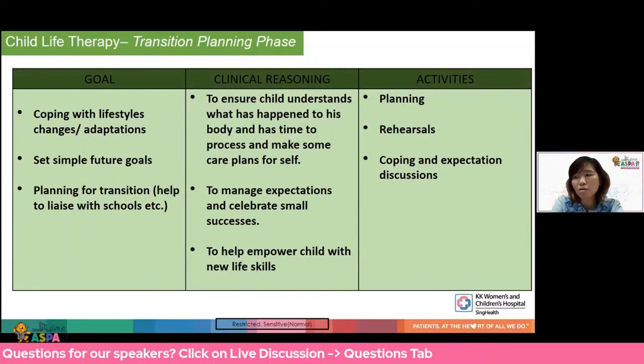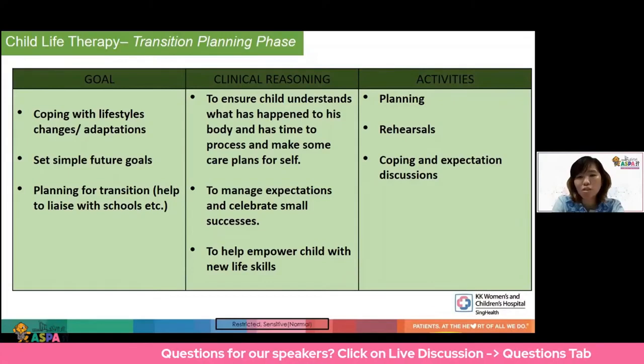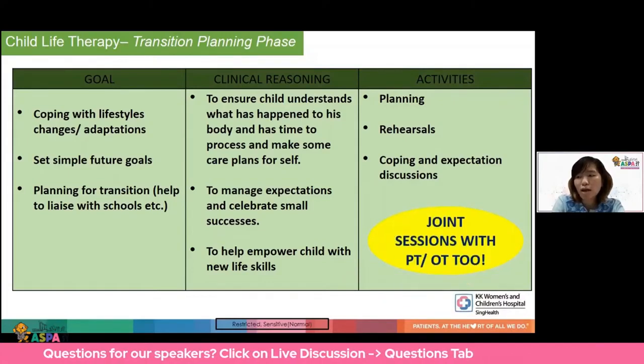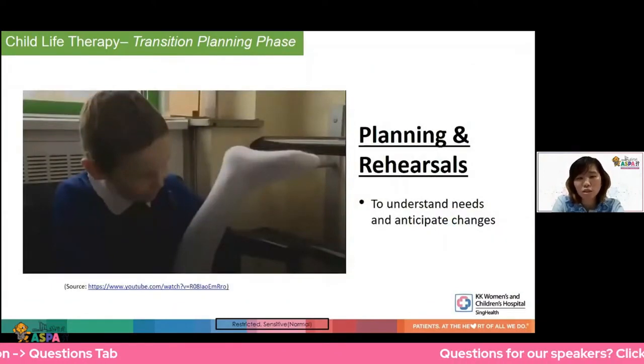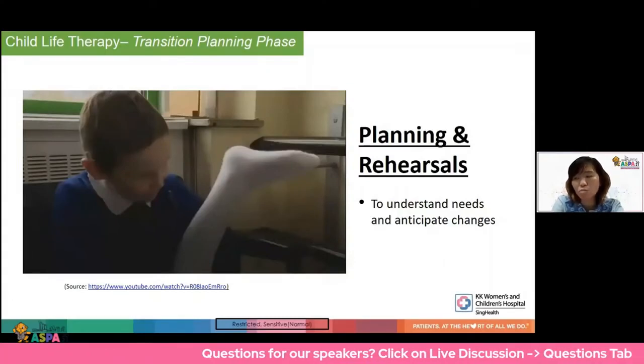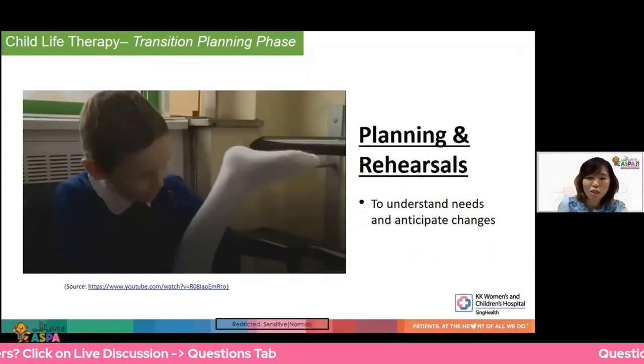Planning and rehearsals are conducted so as to help the child to envision and anticipate challenges and how he might overcome them. So often, the child life therapist will pair up with the PTs or the OTs to have joint sessions so as to enhance the overall rehab potential. One of the intervention tools is that the child life therapist utilizes role plays and rehearsals to provide the child with the opportunity to practice. This is done alongside viewing of preparatory videos such as this.